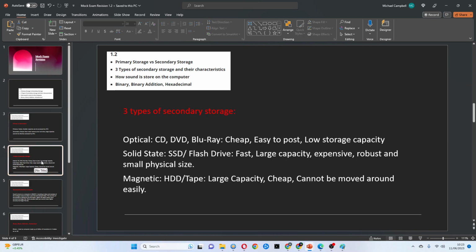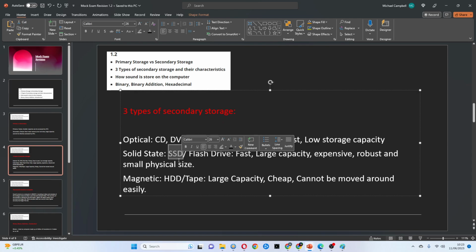There are three main types of secondary storage: optical, solid state, and magnetic. If the question in the paper asks you to name three types, don't name solid state drive. That is not the type, it is solid state. A solid state drive is an example of solid state storage.